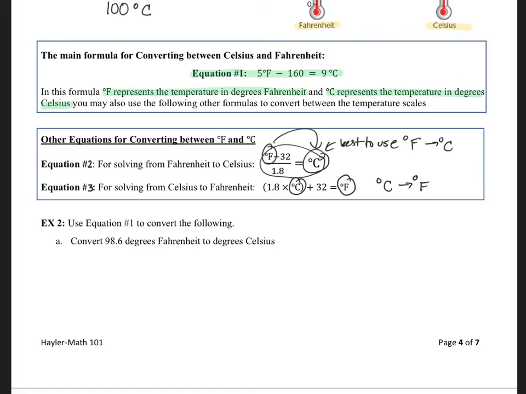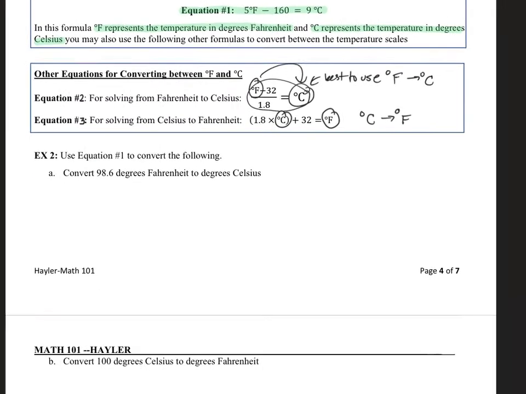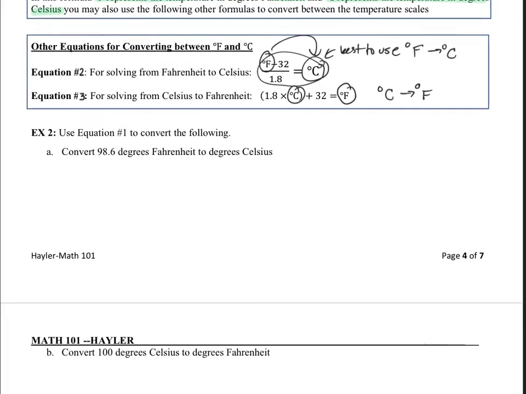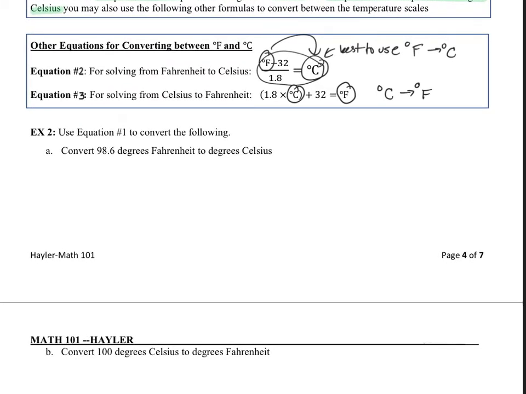All right, so let's go ahead and use, for example 2, equation number 1 to convert the following: 98.6 degrees Fahrenheit to degrees Celsius. So the first equation is 5 times degree Fahrenheit minus 160 equals 9 degrees Celsius. And we're going to input 98.6 where we see Fahrenheit, which is right there. So you could go ahead and pause the video and try to solve this and check back in with me.